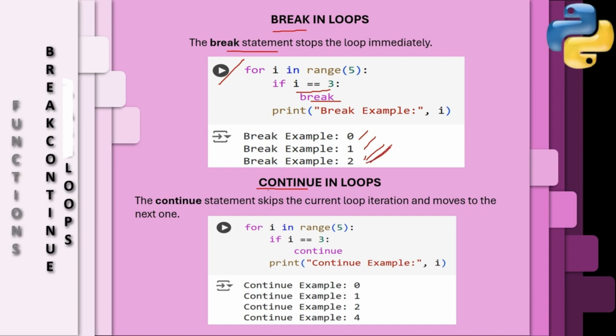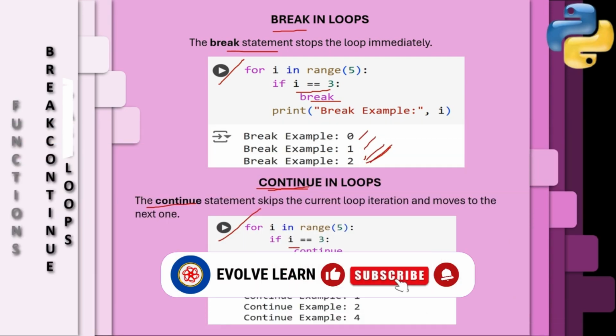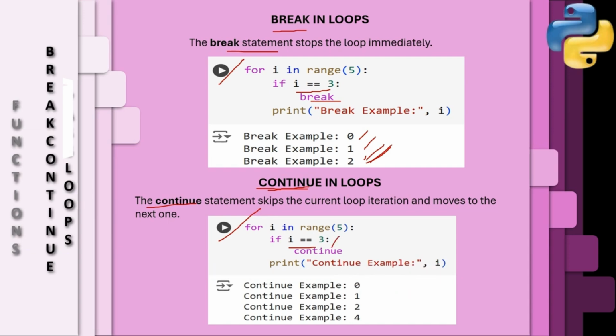Moving to continue, the continue statement skips the current loop iteration and moves to the next one. From this example, we can see if i is equal to 3, then this continue condition will be met and it will skip that loop and move to the next loop. As we can see in the execution, it has printed 0, 1, 2 and skipped 3 because of this continue statement. Then we continue the loop and print the 4.